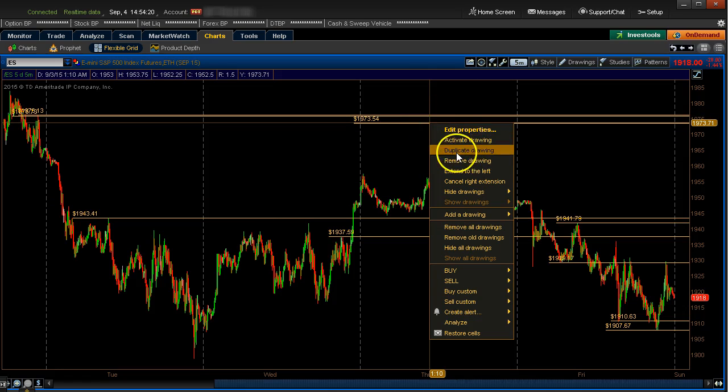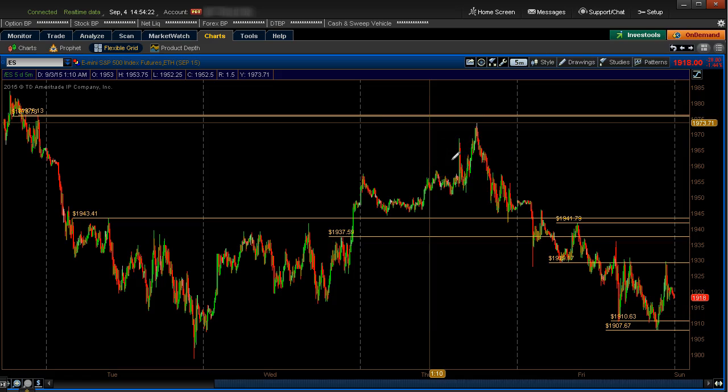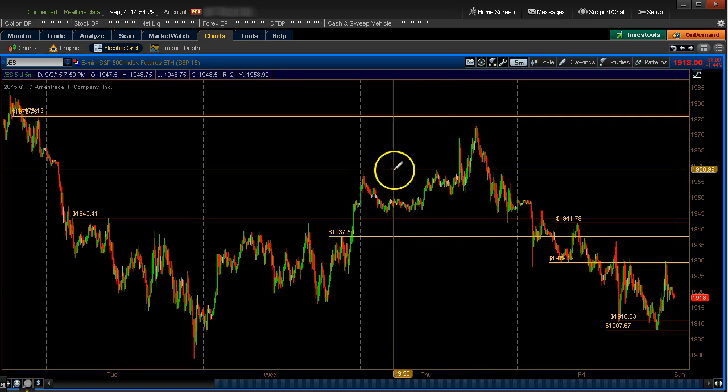Like I said, sometimes it'll touch it to the tick. Other times it might be a couple points, a point, 2 points. So it's something that you have to anticipate.